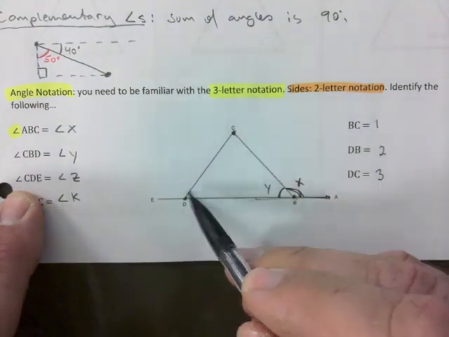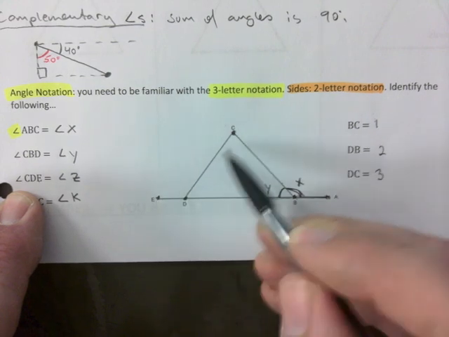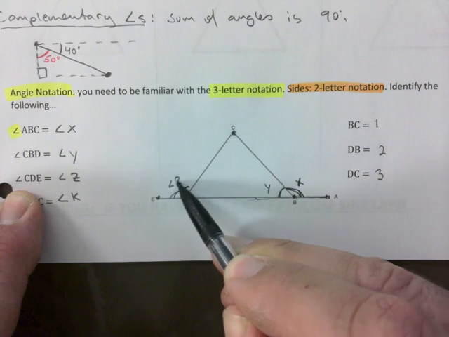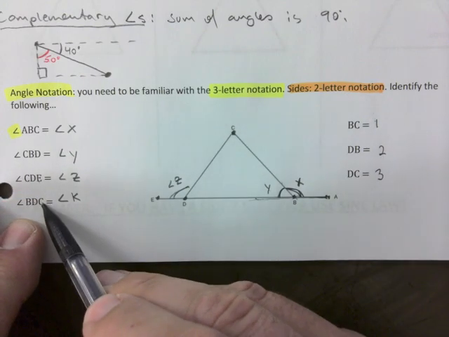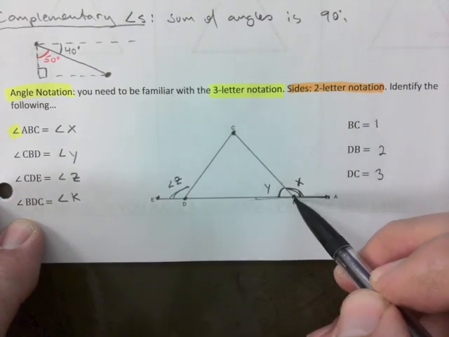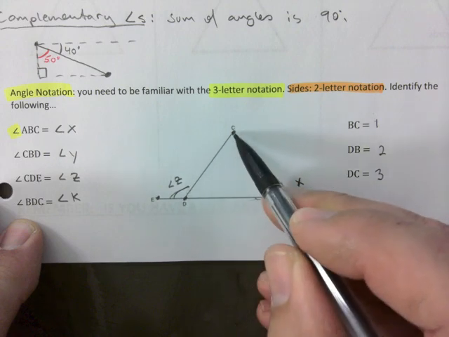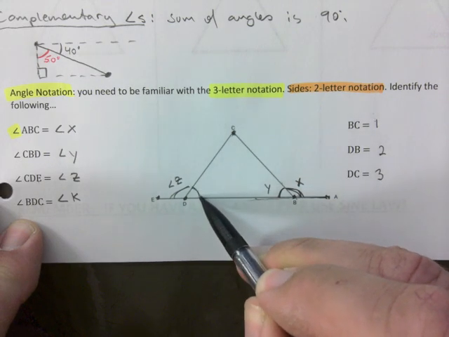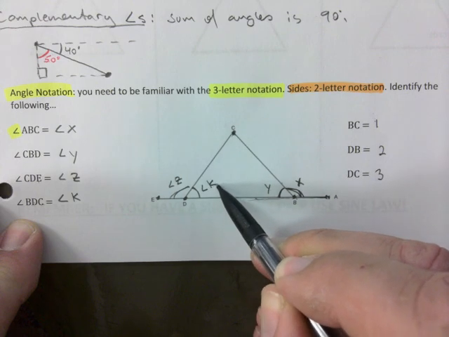CDE, right? That's this one right here. So this is angle Z. And then BDC, right? When you connect those, you form this angle right here, which is angle k.